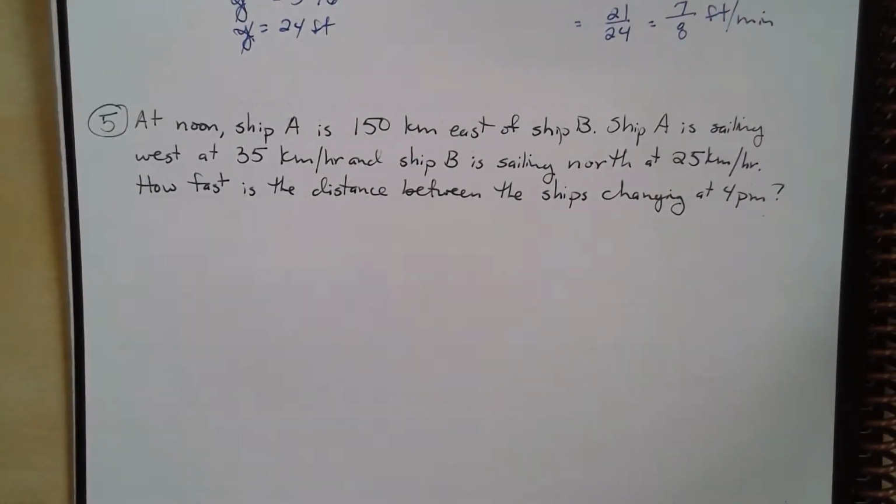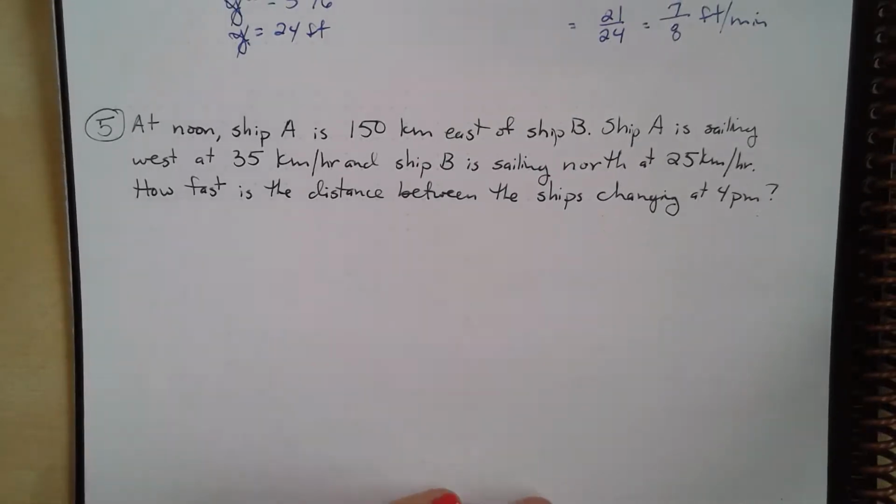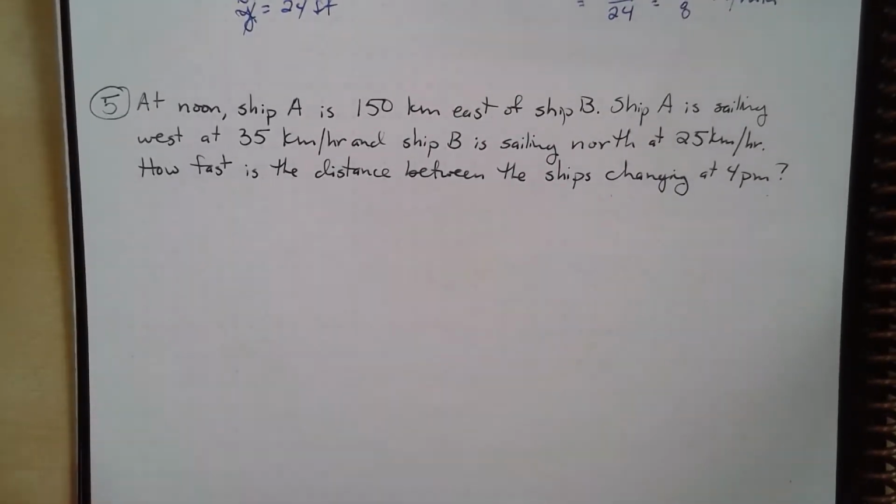So hopefully that last example made sense. We have 3 more that I want to go through. So at noon, ship A is 150 kilometers east of ship B. Ship A is sailing west at 35 kilometers per hour, and ship B is sailing north at 25 kilometers per hour. How fast is the distance between the ships changing at 4 p.m.?